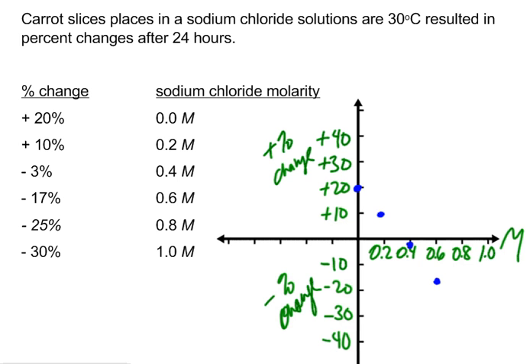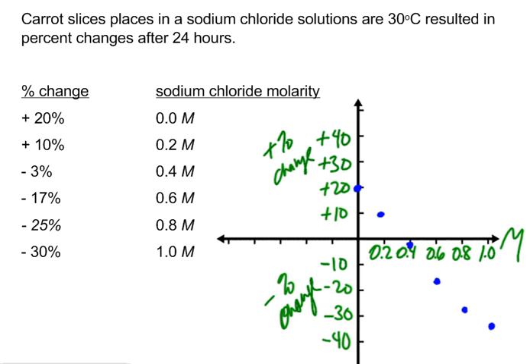Of course, this isn't perfect, and yeah, you would be using a ruler. At 0.8 molar is negative 25, so roughly right about there. And then at 1 molar is negative 30. Okay, so as you can see, we can get a linear regression here, and I'll have to go freehand because I can't use a ruler on a smartboard.